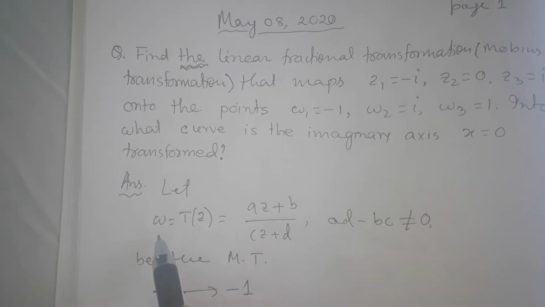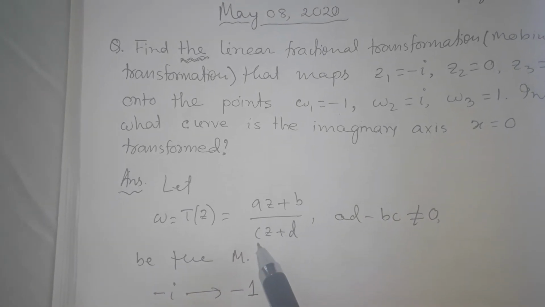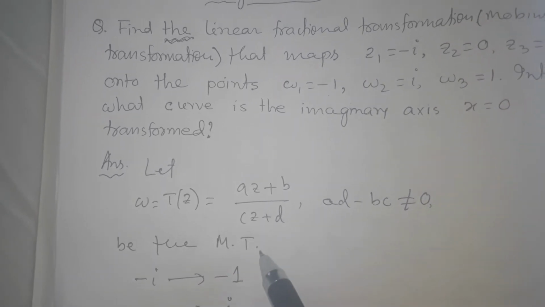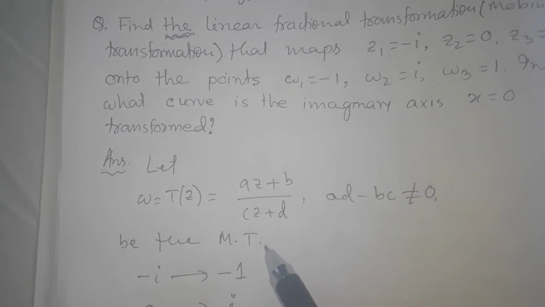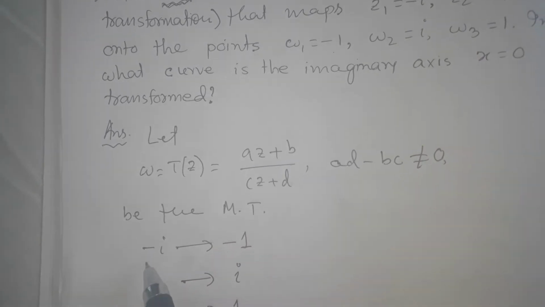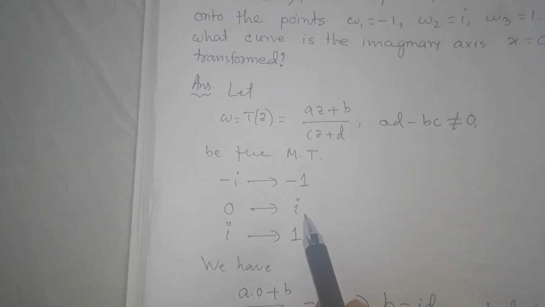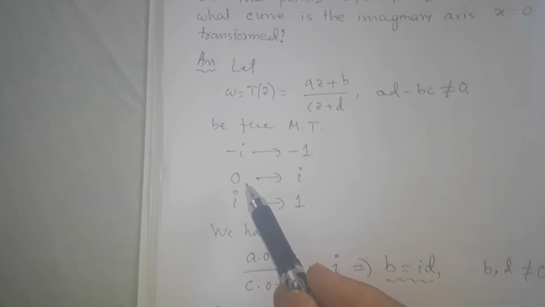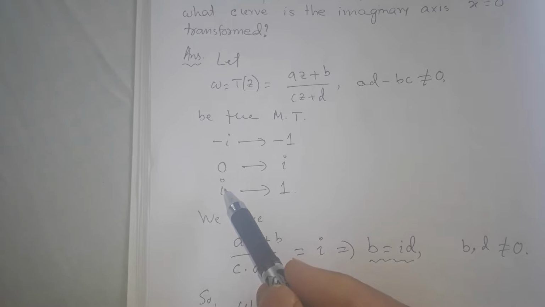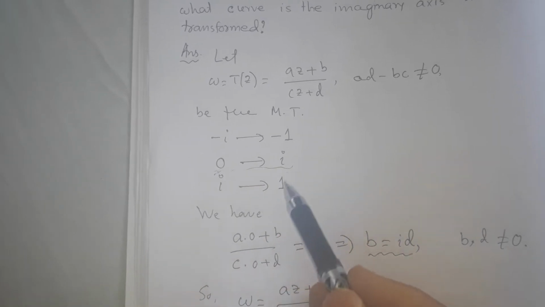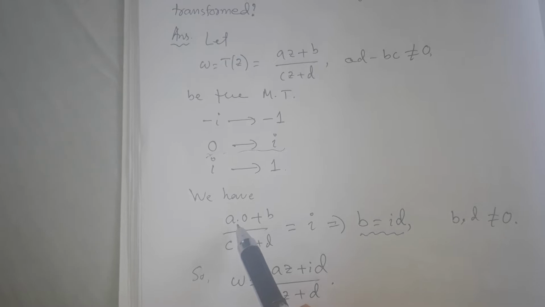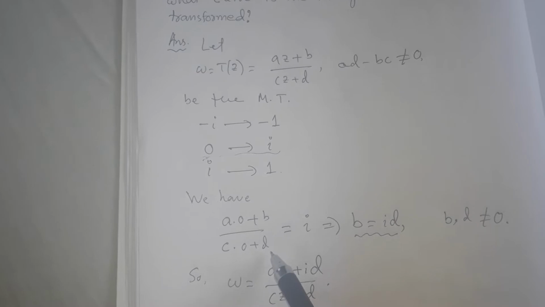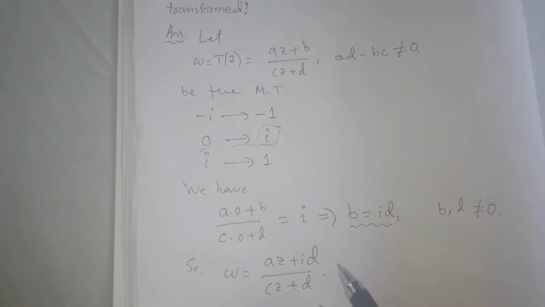So let us consider w equal to (az plus b) over (cz plus d), where ad minus bc is not equal to 0, be the Mobius transformation. We want to find the Mobius transformation that transforms minus i to minus 1, 0 to i, and i to 1. The simplest one is this: 0 transforms to i. So in the Mobius transformation we have (a times 0 plus b) over (c times 0 plus d), and that should be equal to i, since this is transformed to i.